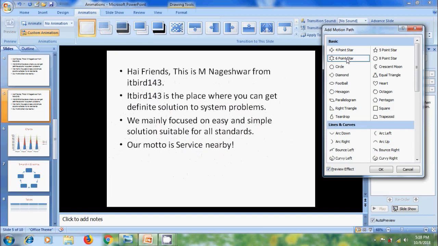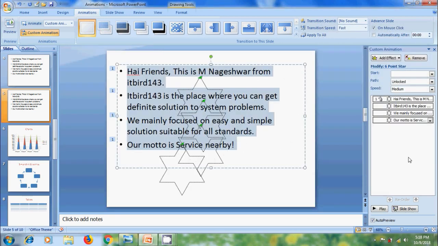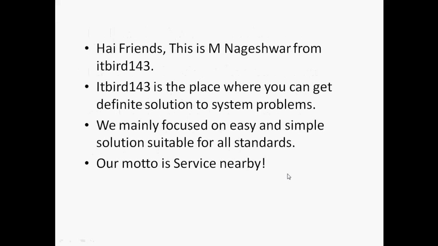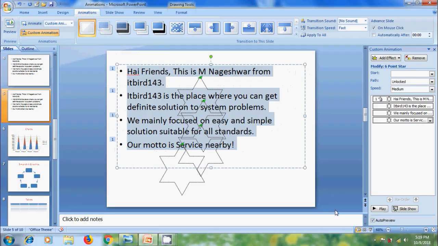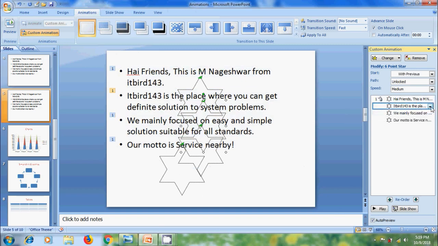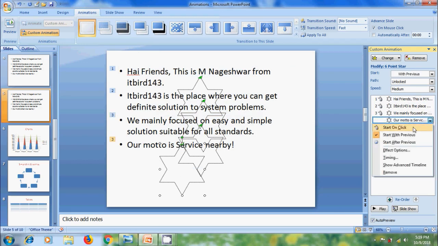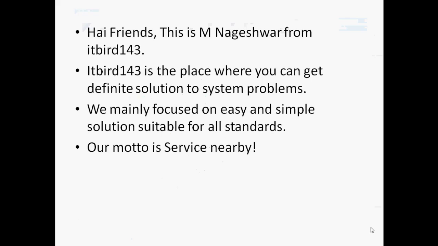Click on OK. Now it is showing line by line. Let's open the slideshow. Here all the text is moving all at once. Again come to slide view. Here we can change starting options. Start and click. Again run the slideshow.